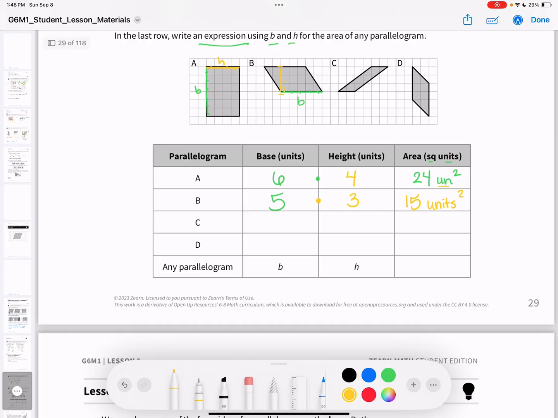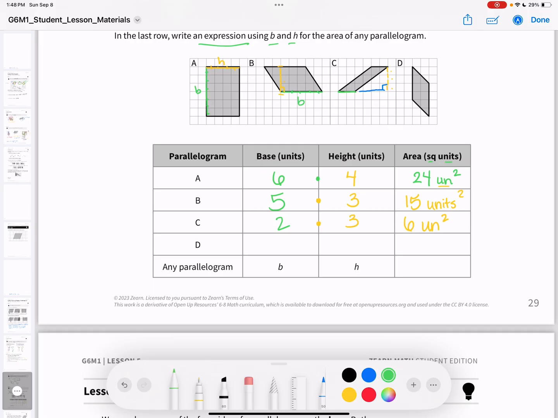You can write out units or you can do U N like I did in A. All right, let's go to C. My base, I'm going to choose this as my base. And that's 2 units. For my height, I'm going to draw my height outside of my parallelogram, which is totally fine. I'm just going to extend my base out to meet it at a 90-degree angle. So my height is 3. So 2 times 3 is 6 units squared for my area.